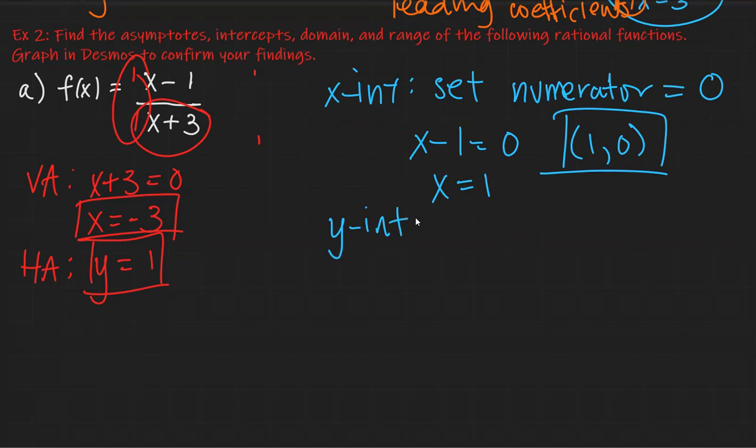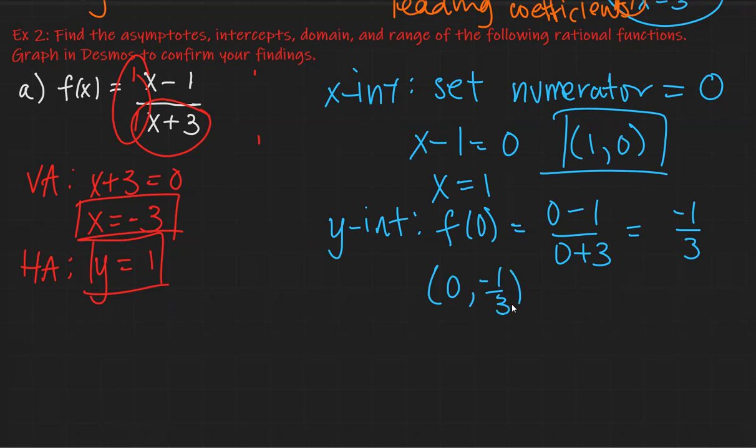Y-intercept, you know how to find this, right? F of 0. Let's plug in 0. 0 minus 1 over 0 plus 3. That's going to be -1 over 3, which is -1/3. So (0, -1/3).